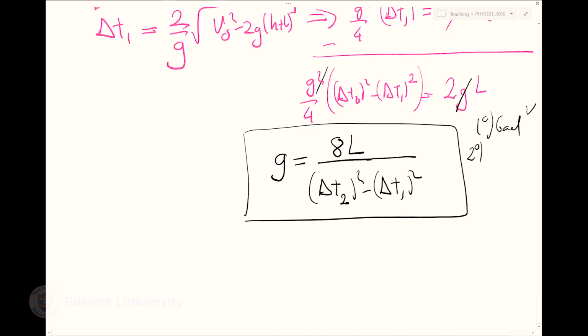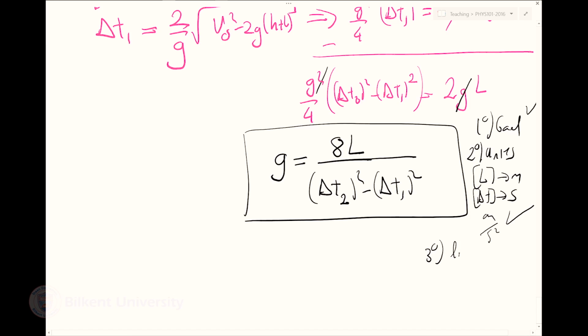How about the units? What's the unit of L? Meters. What's the unit of delta T? Any one of them? Seconds. So this whole formula tells me it's meter per second square, which is the unit for acceleration, G. So unit-wise we are okay.